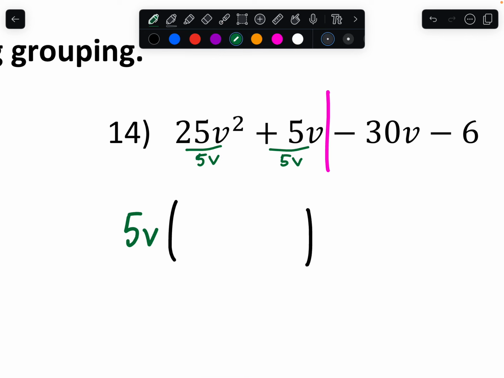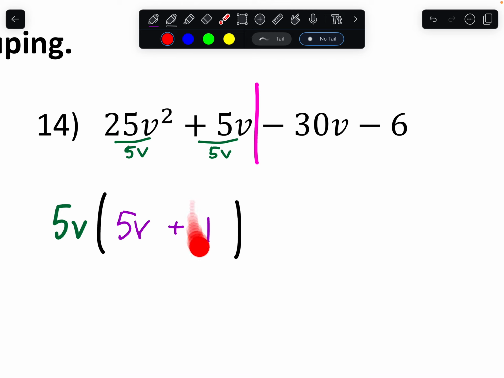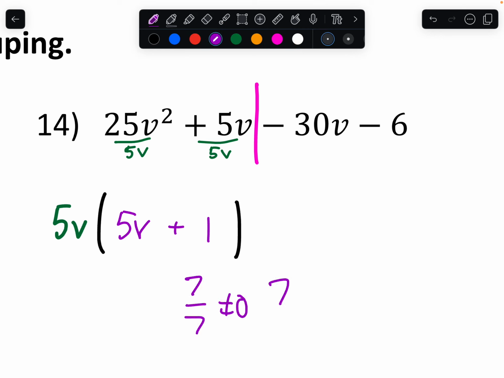So 5v times what is 25v? Well, it'd be 5v times 5v. And then 5v times what is 5v? Well, 5v times 1 is 5v, or what's 5v divided by 5v, which is positive 1. And that part sometimes confuses people. They just want to cancel it and make it a 0. But when you cancel with division, it leaves us with a 1, right? Like 7 divided by 7 isn't 0, 7 divided by 7 is 1, right?